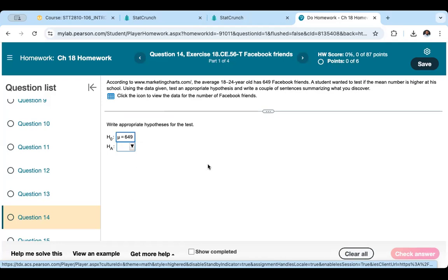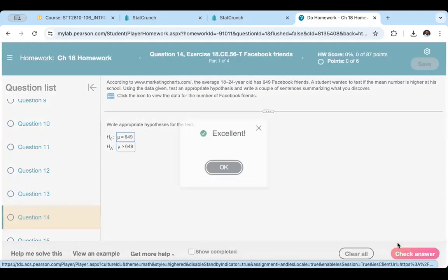Do you all agree that H naught equals 649? How about the alternative? Do you all agree it should be greater than 649? Why? Yes. So because you can see it's trying to see if the mean number is higher. Is that okay? So this sentence here gives you the idea. Is that okay? Then let's go.